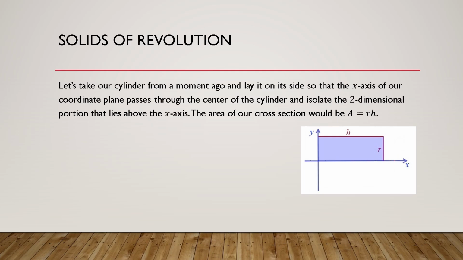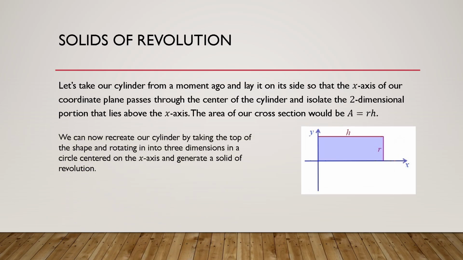Let's take our cylinder from a moment ago and lay it on its side so that the x-axis of our coordinate plane passes through the center of the cylinder, and isolate a two-dimensional portion that lies above the x-axis. The area of our cross-section would be A equals R times H. We can now recreate our cylinder by taking the top of the shape and rotating it into 3 dimensions in a circle centered on the x-axis and generate a solid of revolution.